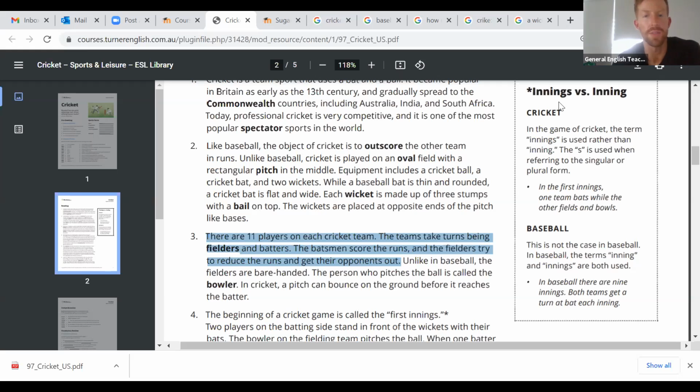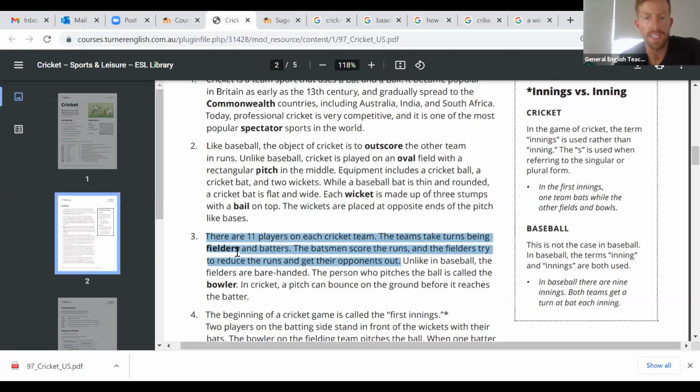Next person. Sorry, who was reading? Leda. It was Leda. There are 11 players on each cricket team. The teams take turns being fielders and batters. The batsmen score the runs and the fielders try to reduce the runs and get their opponent out. Okay.